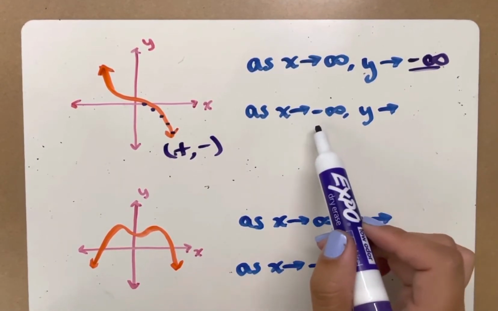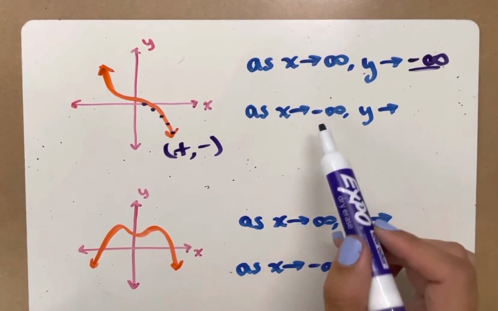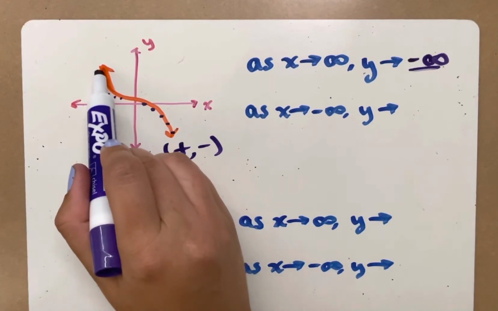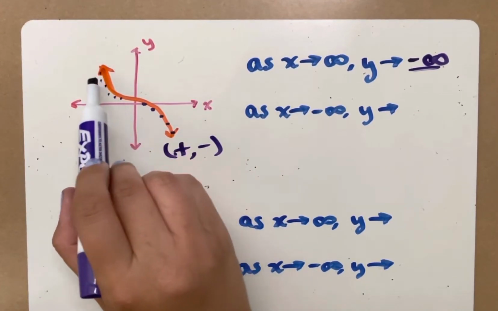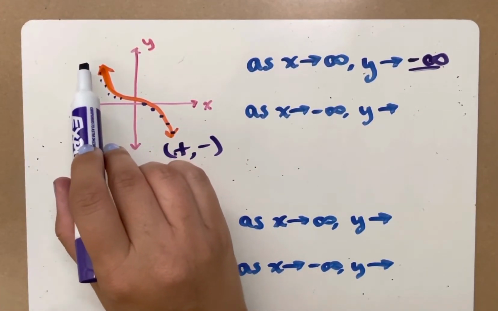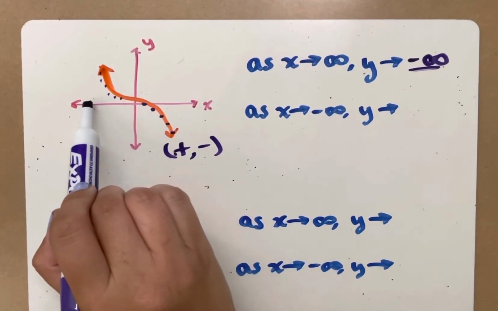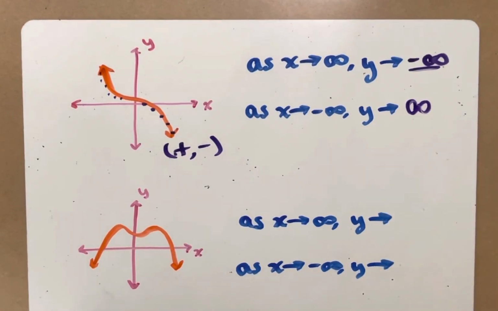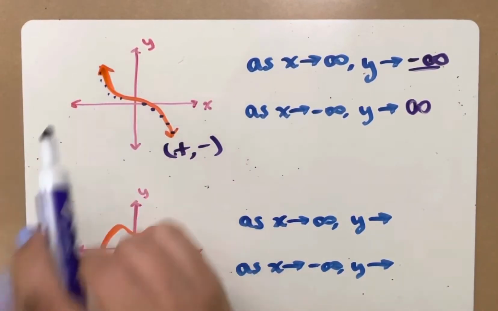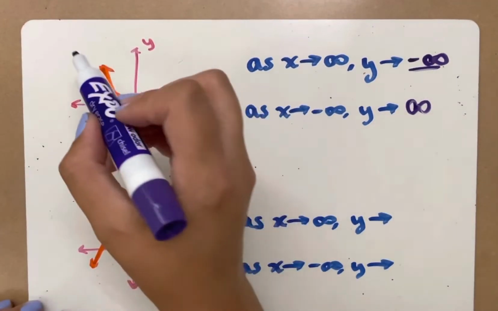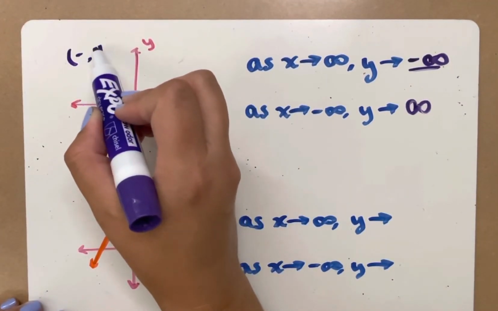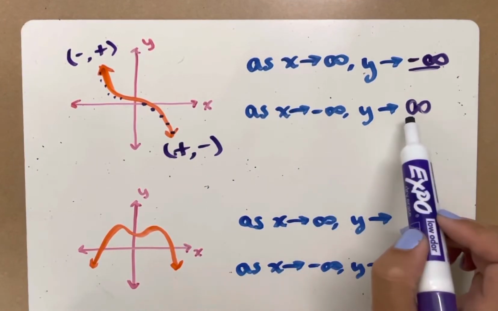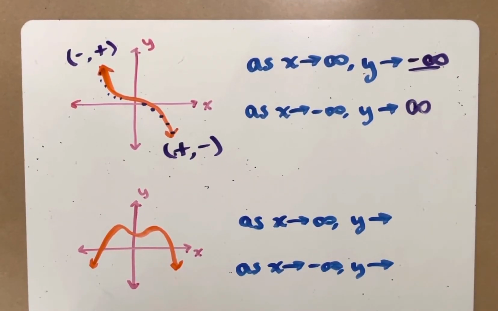Now we need to look at it going the other way. As x approaches negative infinity, so as we're moving left along our graph, my arrow is pointing up in the positive y direction. So that means as x approaches negative infinity, y approaches positive infinity. Also within this quadrant, quadrant 2, all of my x's are negative, all of my y's are positive. So negative infinity for x, positive infinity for y.